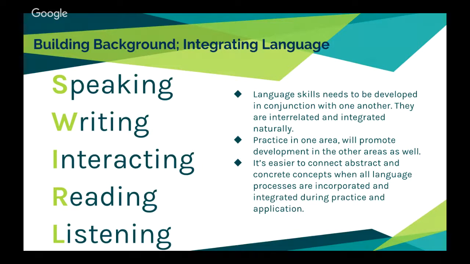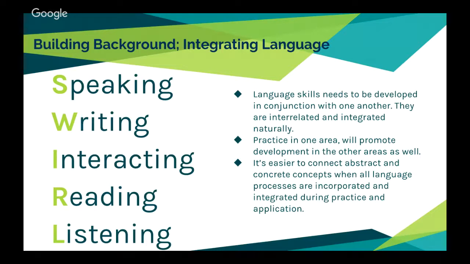So swirling is speaking, writing, interacting, reading, and listening. I added that interacting part in there because it's really important that students are interacting with each other, not just with the teacher. A lot of times they say, yeah, they're interacting, they talk with me at small group. That's not the same thing. They need to be interacting with each other with academic language, all right?